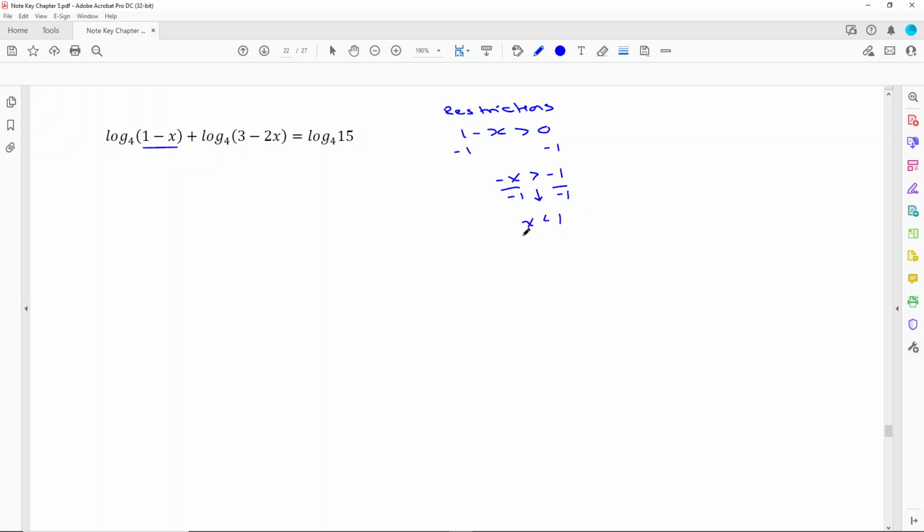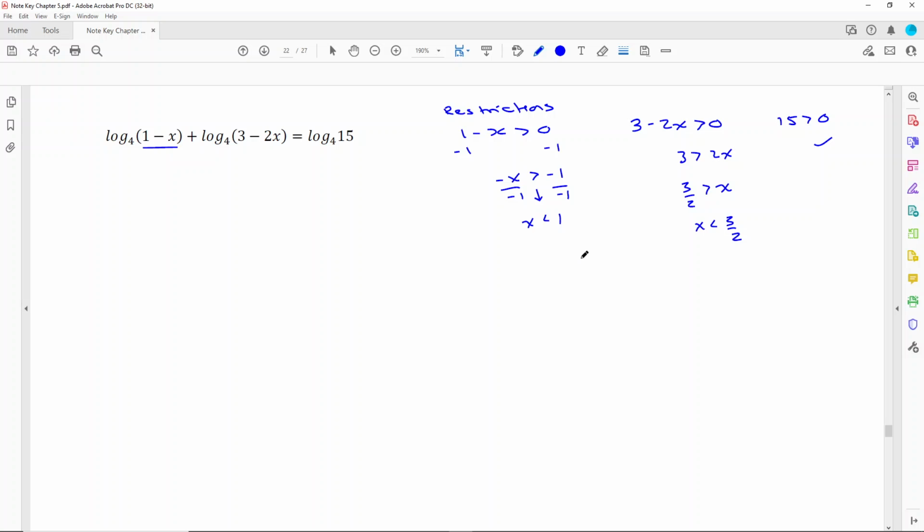Okay, so this is one of my restrictions. I have to pick an x value in here that's less than 1 to make sure that I'm taking the log of a positive number. The other restriction would be that 3 minus 2x has to be greater than 0. So this one I'll just do that way. I'm going to add 2x, and then I'm going to divide by 2. So this tells me that x has to be less than 3/2. The last one is already 15. Well, 15 is greater than 0, so it's good, right? That's an identity. It's a true statement, so no value of x is going to make that not true.